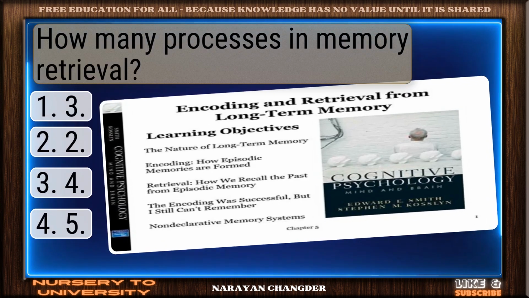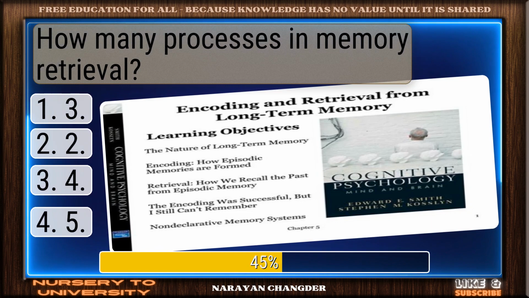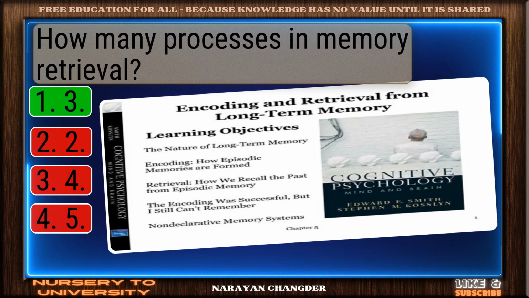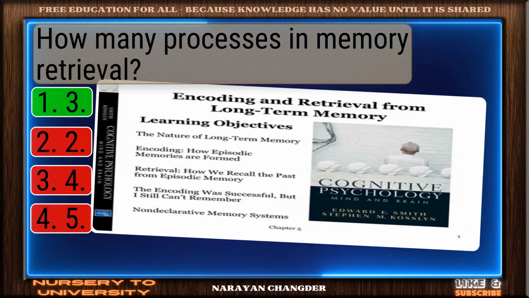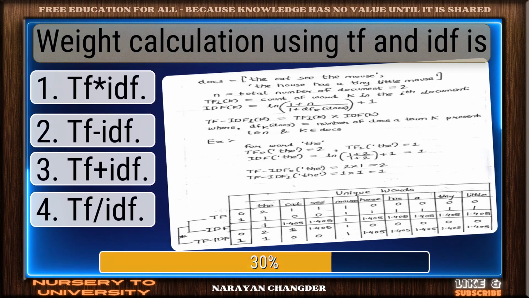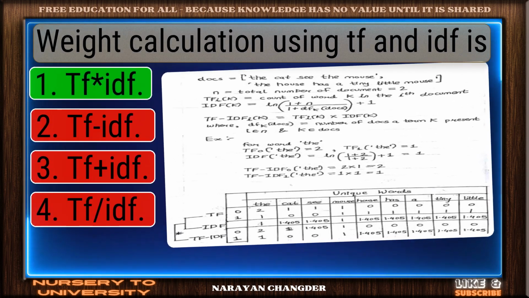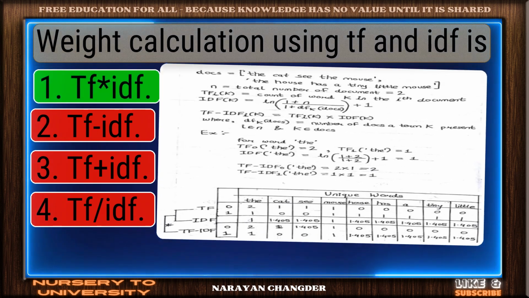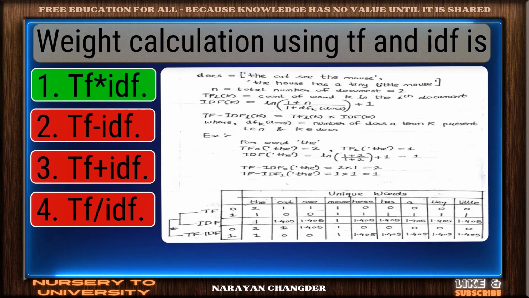How many processes in memory retrieval? Right again. 3 is a valid answer. Weight calculation using TF and IDF. Well picked. TF-IDF is the correct answer.